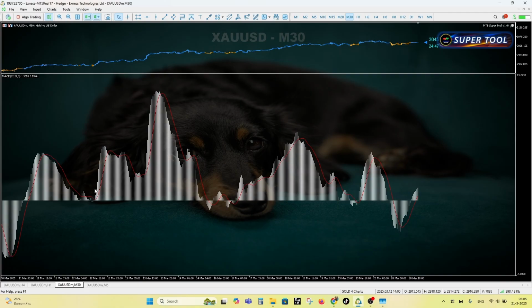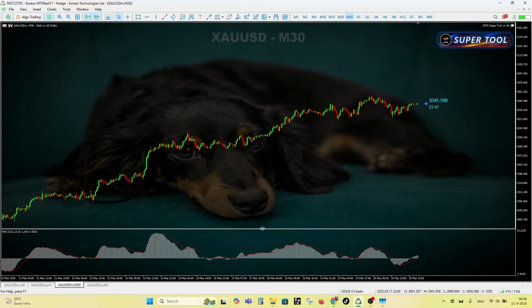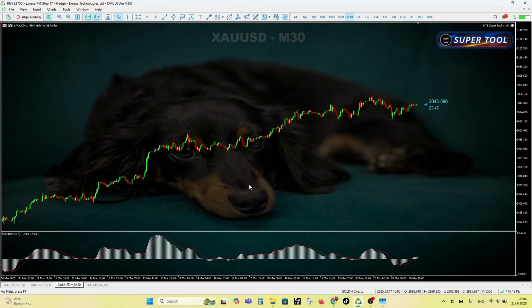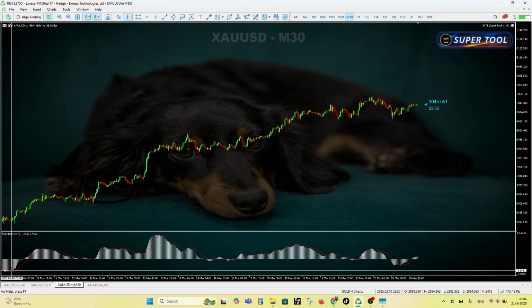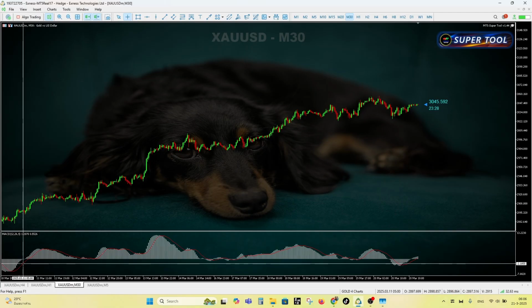That's when the MACD line moves in one direction, but prices stay flat or move in the opposite direction. Let's take a look at the chart. Starting from the left, we see the MACD line moving above the signal line and the zero line, and prices also move up.